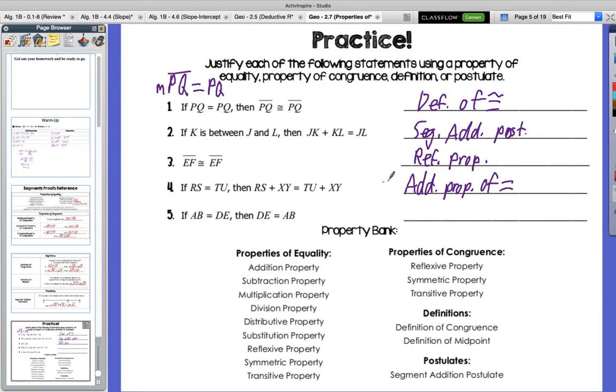Now you might be saying, Mr. Cross, I thought those didn't work for segments. Well, it doesn't work for things being congruent, but here we're talking about the measures, so it works because it's equal signs, equality. If segment AB equals segment DE, then segment DE equals segment AB. That is going to be our symmetric property.